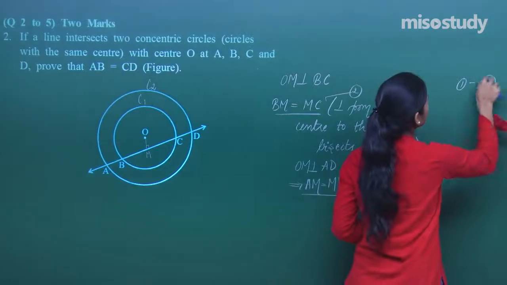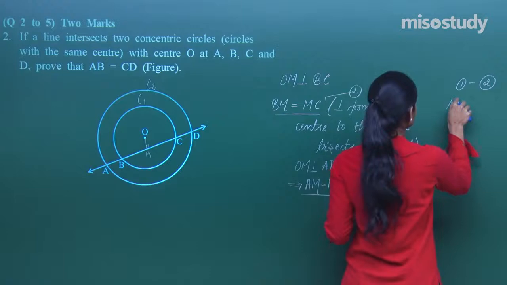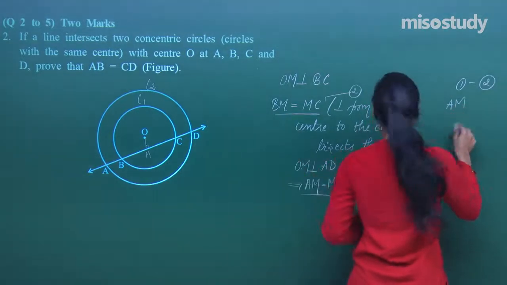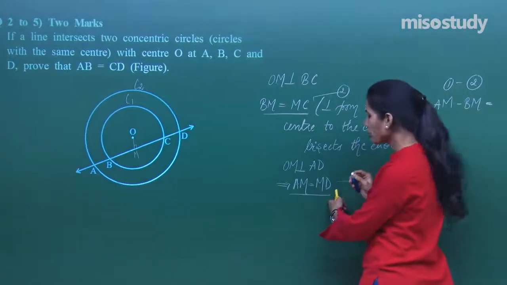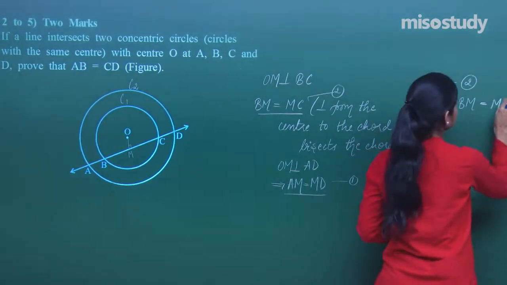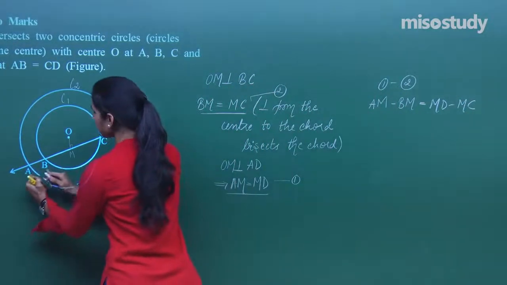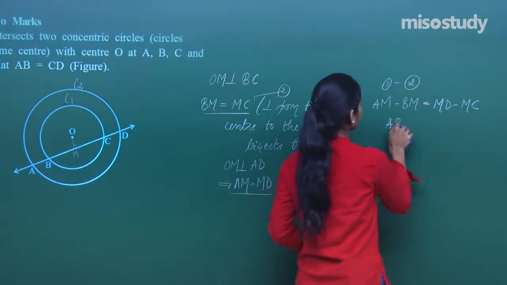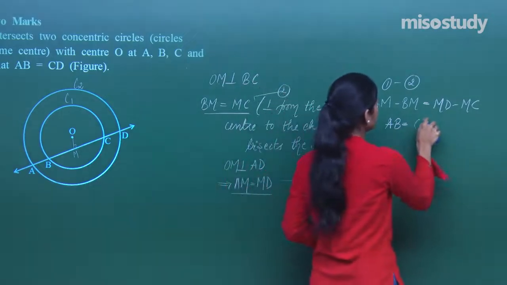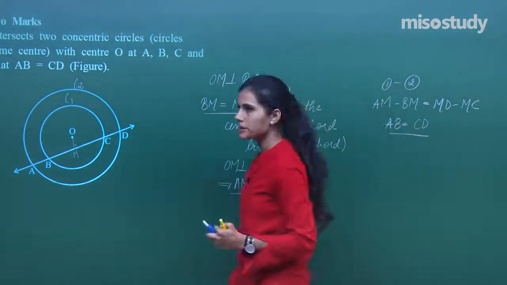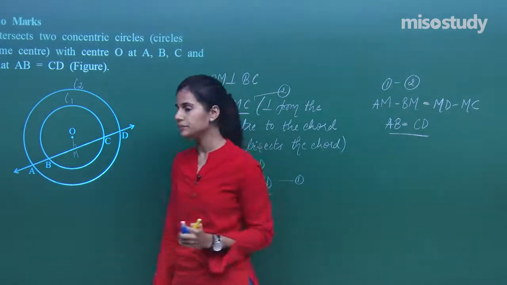Perform 1 minus 2. When you subtract 2 from 1, what do you get? You get AM minus BM is equal to right hand sides also get subtracted correspondingly, MD minus MC. What is AM minus BM? AM minus BM gives you AB and DM minus CM gives you CD. And your proof is complete that AB is same as CD based upon the result that perpendicular from the center to the chord bisects the chord.